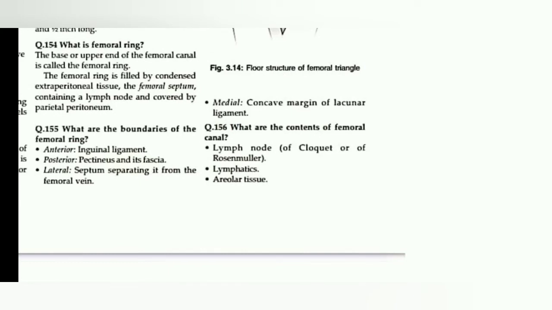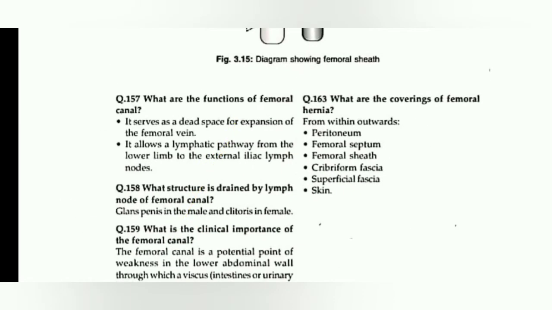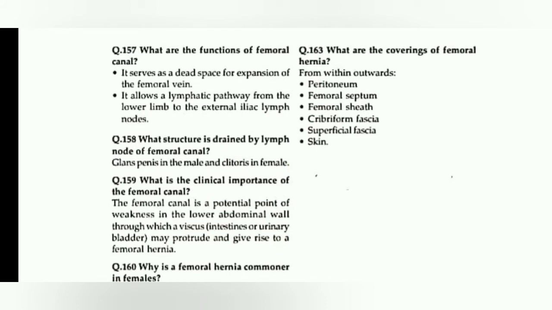What are the contents of the femoral canal? Lymph node, Cloquet's or a fatty lymph node, lymphatics, and areolar tissue. You can also see this diagram. Next question, what are the functions of the femoral canal? It serves as a dead space for expansion of the femoral vein. It allows a lymphatic pathway from the lower limb to the external iliac lymph nodes. Then, what structure is drained by the lymph node of the femoral canal? We talked about this: glans penis in the male and clitoris in the female.